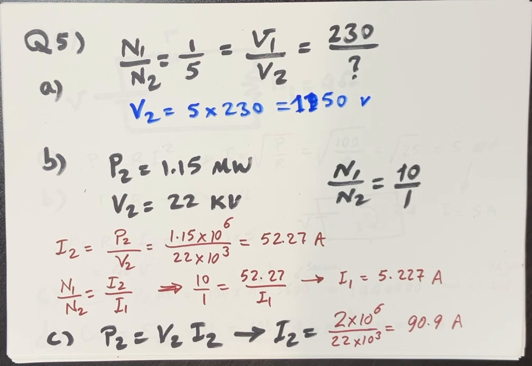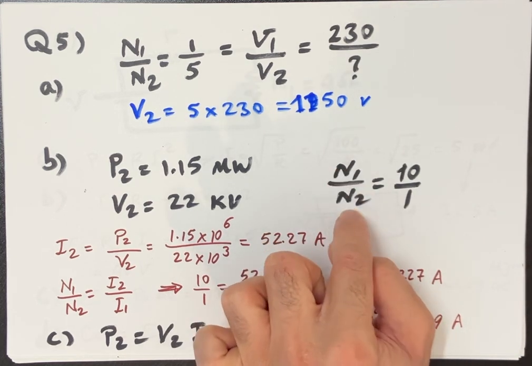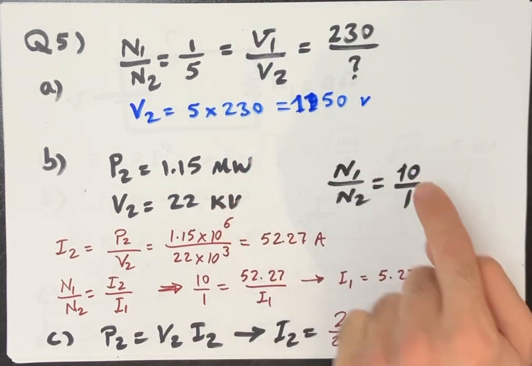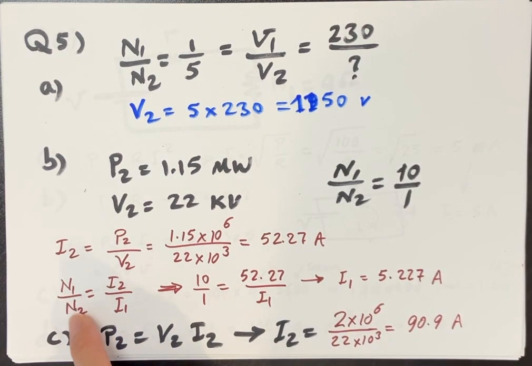So if I go for the primary current, I can use this formulation saying N1 over N2 equals I2 over I1. Here I have it. If you look at this formulation, you see N1 over N2, which is the ratio of transformer, is given, but neither I2 nor I1 is given. Here the question is about I1. So I need to have I2 in order to calculate I1.